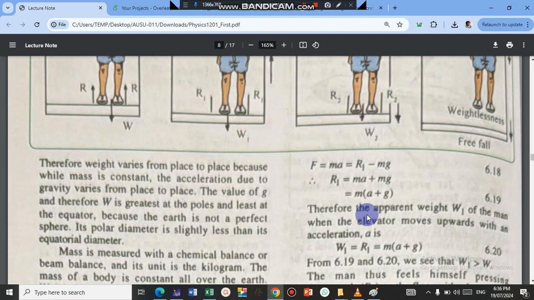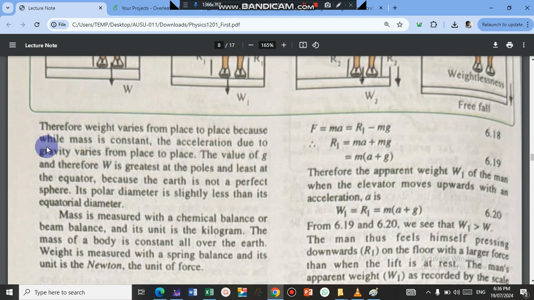They say therefore weight varies from place to place, because while mass is constant, the acceleration due to gravity is not constant from place to place, it varies. So variation of g causes variation of w. Mass is constant everywhere you go, but weight varies because the value of g is not the same everywhere.